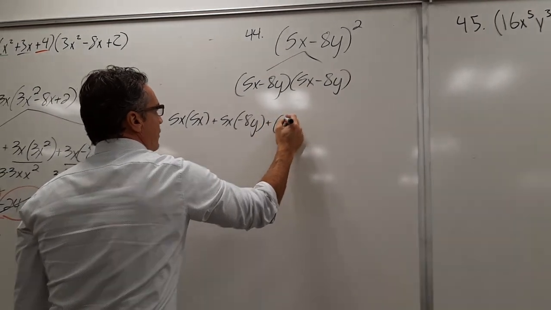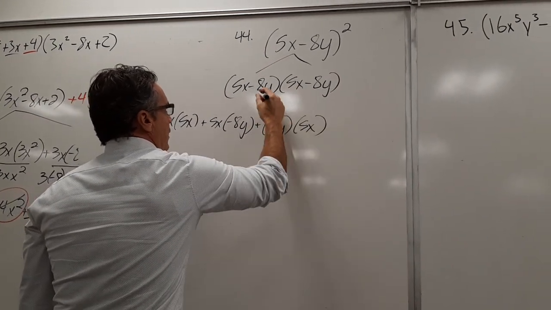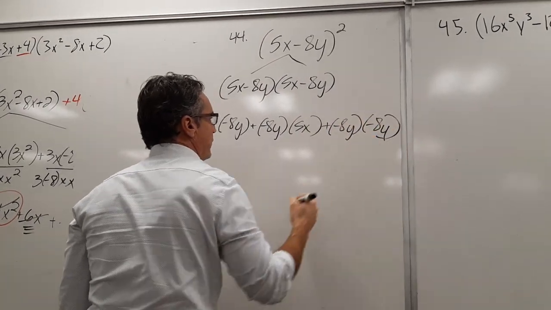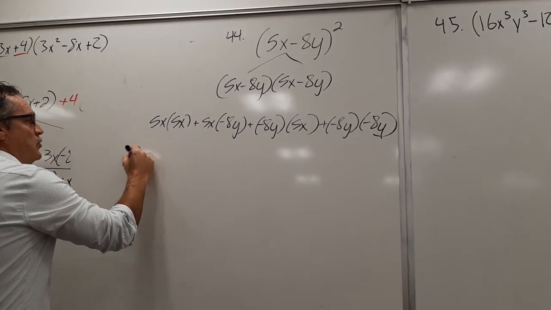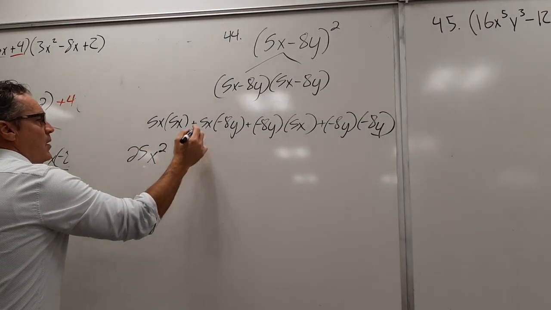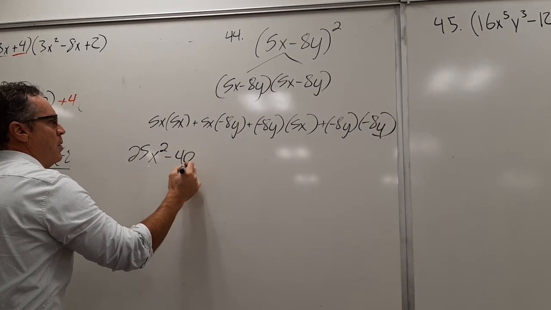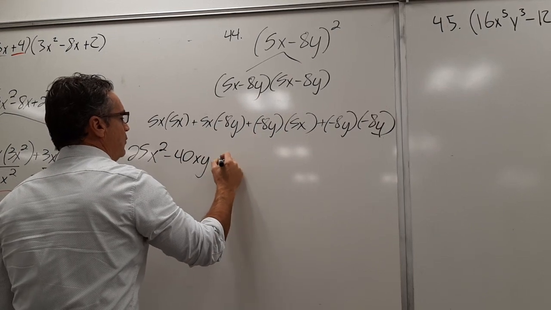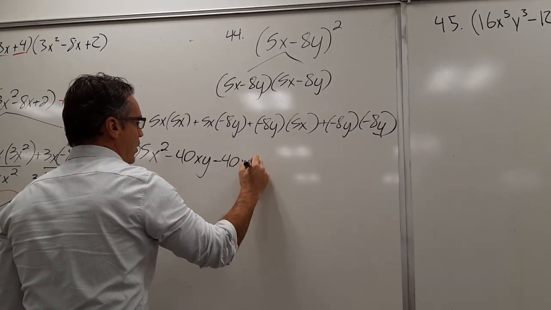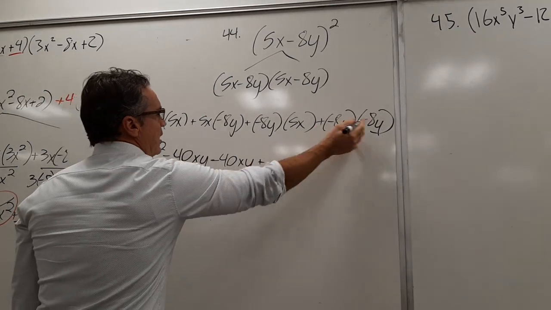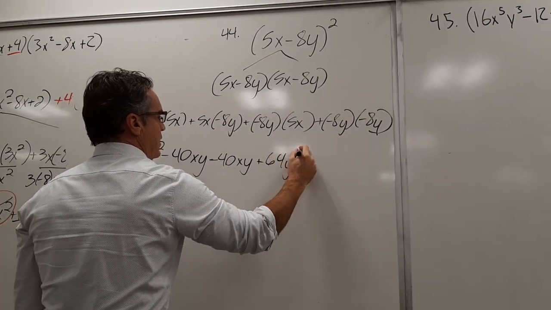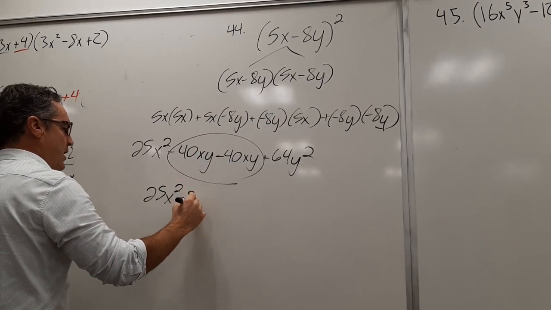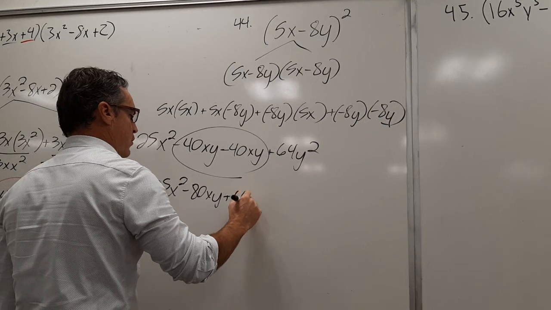I get plus negative 8y times 5x, and I get plus negative 8y times negative 8y. Numbers with numbers, 25x squared. 5 times negative 8 is negative 40, and we write x before y, always. So down here we'll have negative 8 times 5, which will also be negative 40, but not yx, xy, because we put it in alphabetical order. And negative 8 and negative 8 make positive 64, and y times y makes y squared. These two combine, we get 25x squared minus 80xy plus 64y squared.